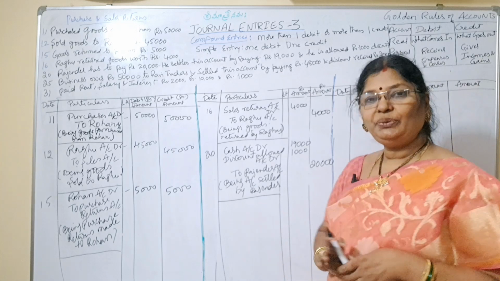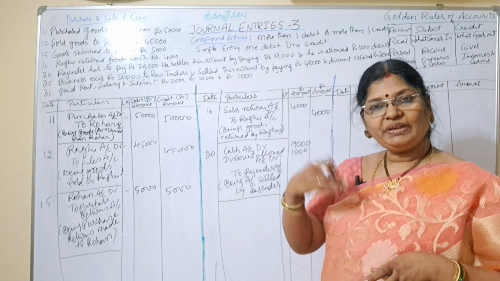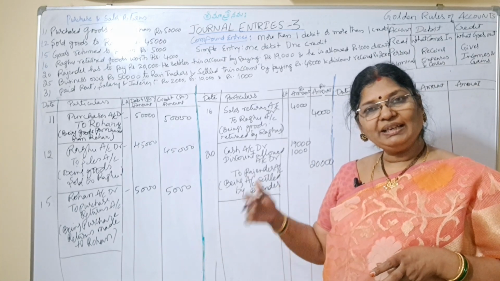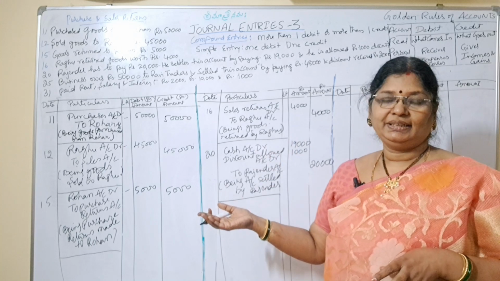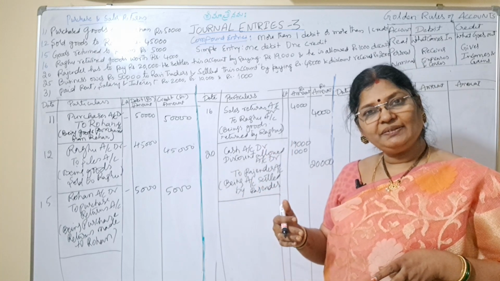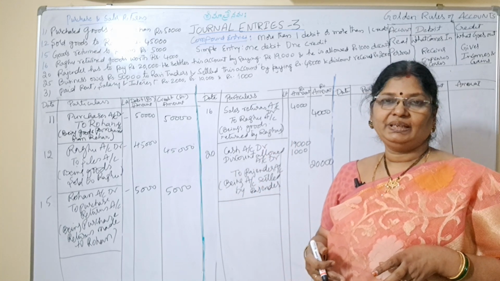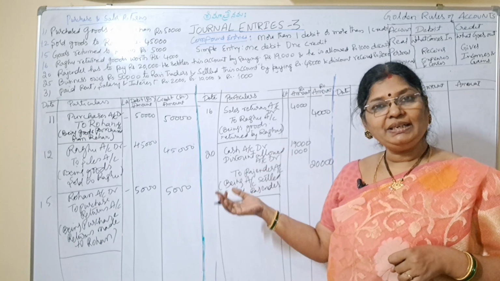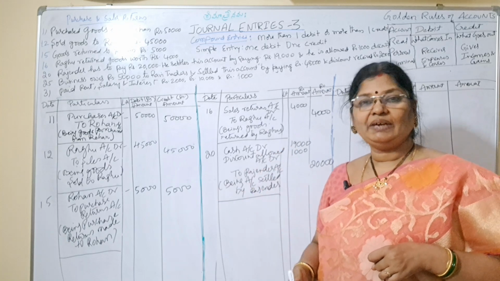So what entry do we have to write? How much cash are we paying? That is called cash going out. How much discount have we received? That is our income. So who is receiving our money? Ravi Traders is receiving our money.